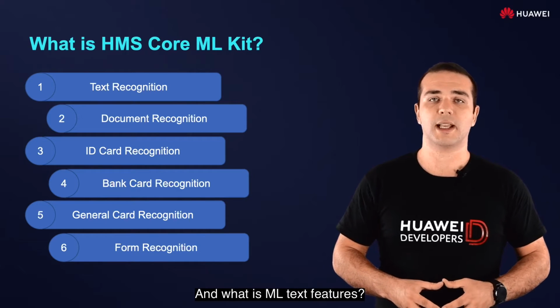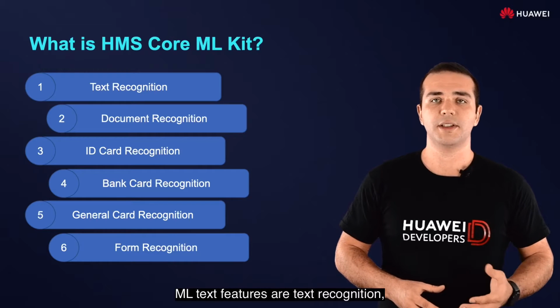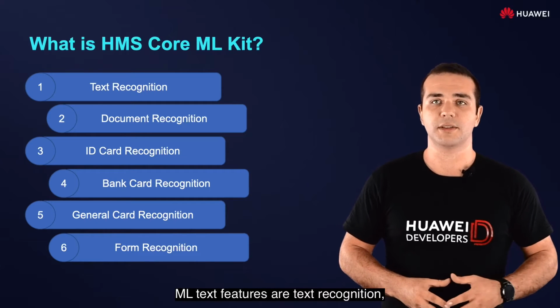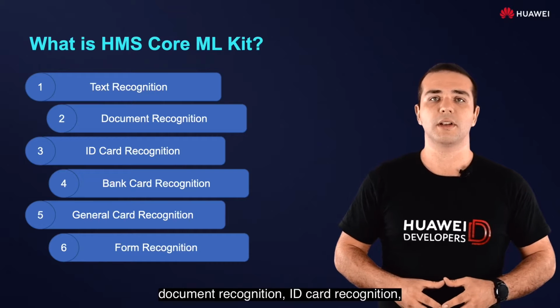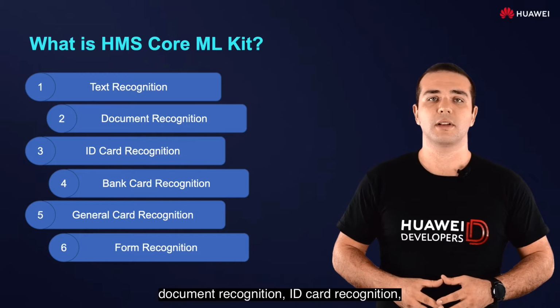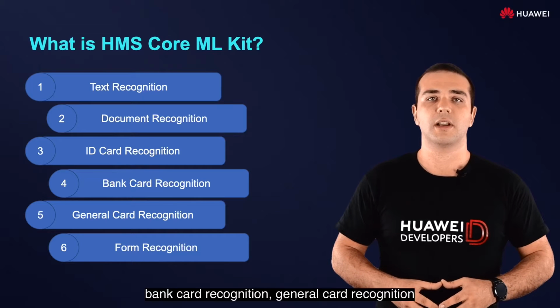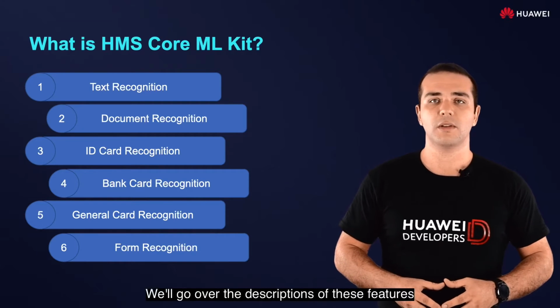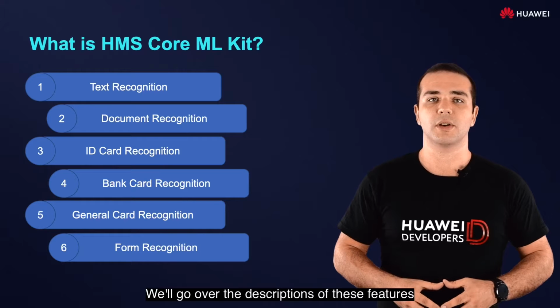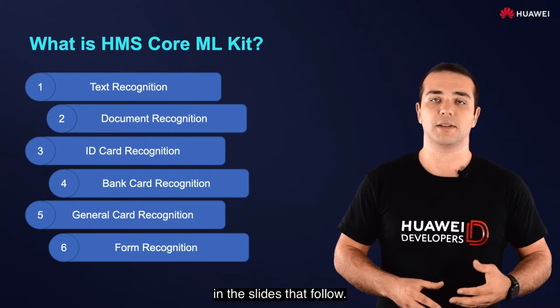And what is ML text features? ML text features are text recognition, document recognition, ID card recognition, bank card recognition, general card recognition, and form recognition. We will go over the descriptions of these features in the slides that follow.